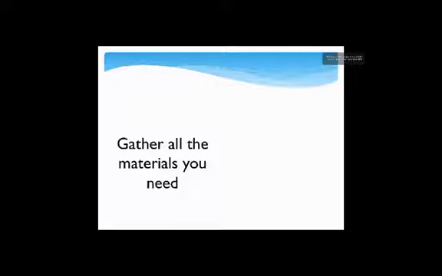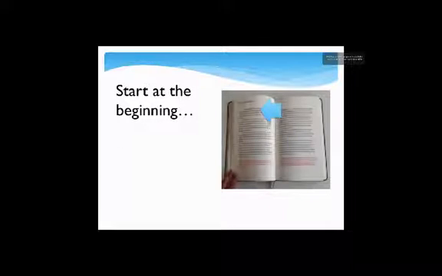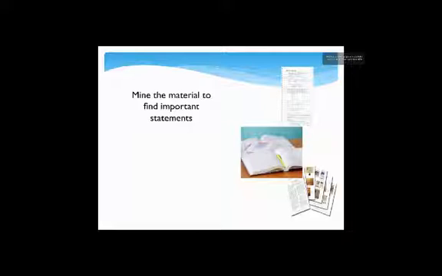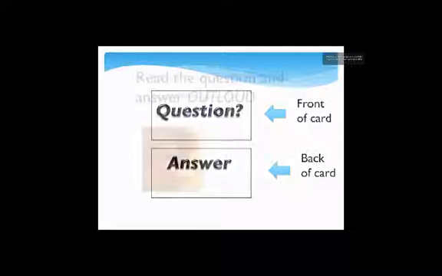Let's review. Gather all the materials you need. Take those materials, start at the beginning, and start to find question-answer pairs. Read each paragraph. Mine the material to find those important statements. What could be on a test? Create that question-answer pair from the information, and then put them on cue cards. On the front of the card, you have the question. On the back of the card, you have the answer. A single question on the front, the answer on the back that may have several parts.